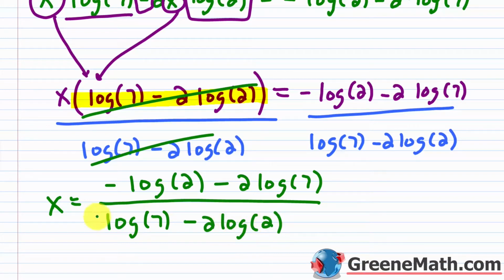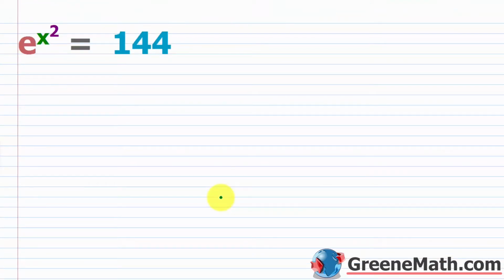So again, this is your exact answer. If you want to give an approximation, I'll just give one here as an approximate value. So you punch that into your calculator, you're going to get about negative 8.1931. Again, that's just an approximation. All right, let's go ahead and take a look at another example.